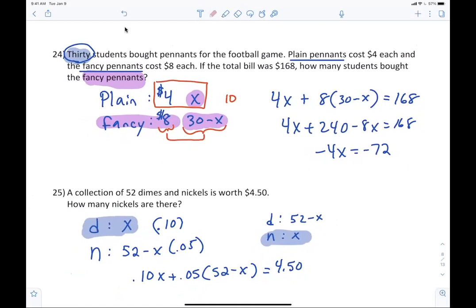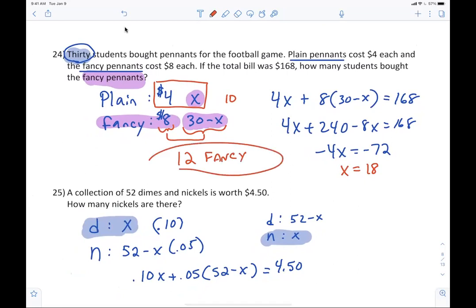All right. So now we have here in my situation, I got X equals 18 after I do all the work, but that's plain, right? So everybody should be able to tell me then there were 12 fancy pennants, and that was my answer. All right. That was my answer on that.